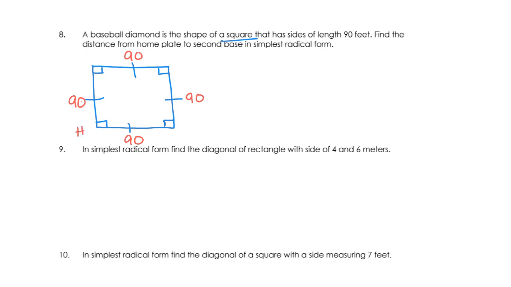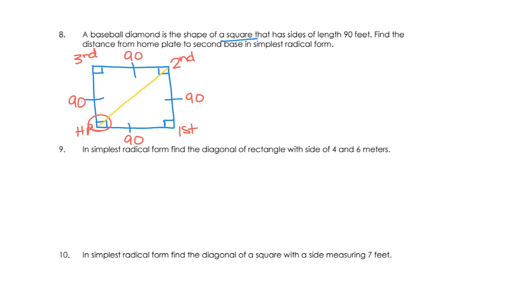So let's say home plate is in this corner here. This is where the batter stands and the catcher and the ump. And then this would be first base. This would be second base. And here would be third base. Okay. They want us to find the distance from home plate to second base.